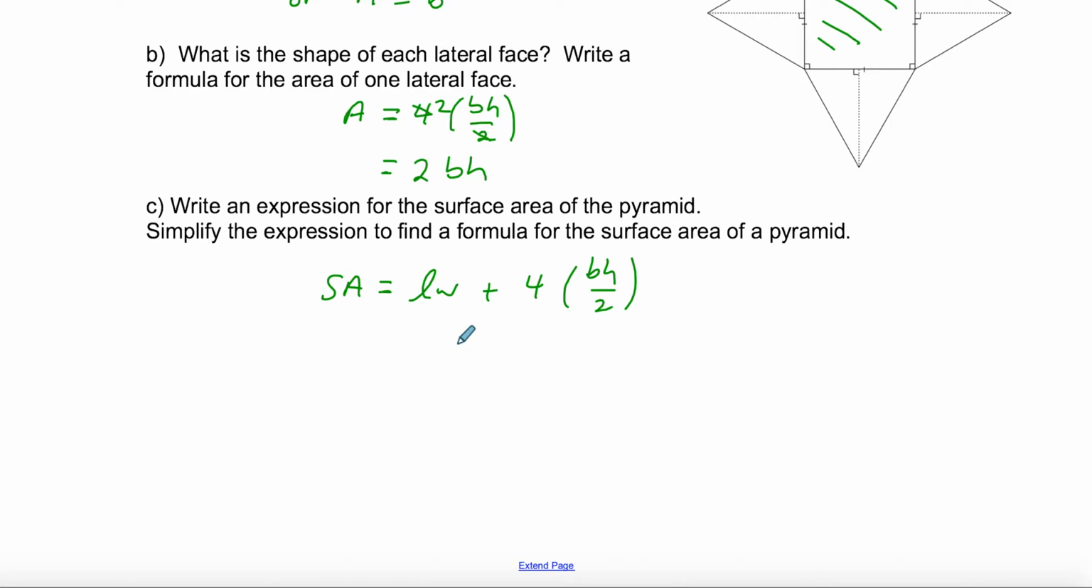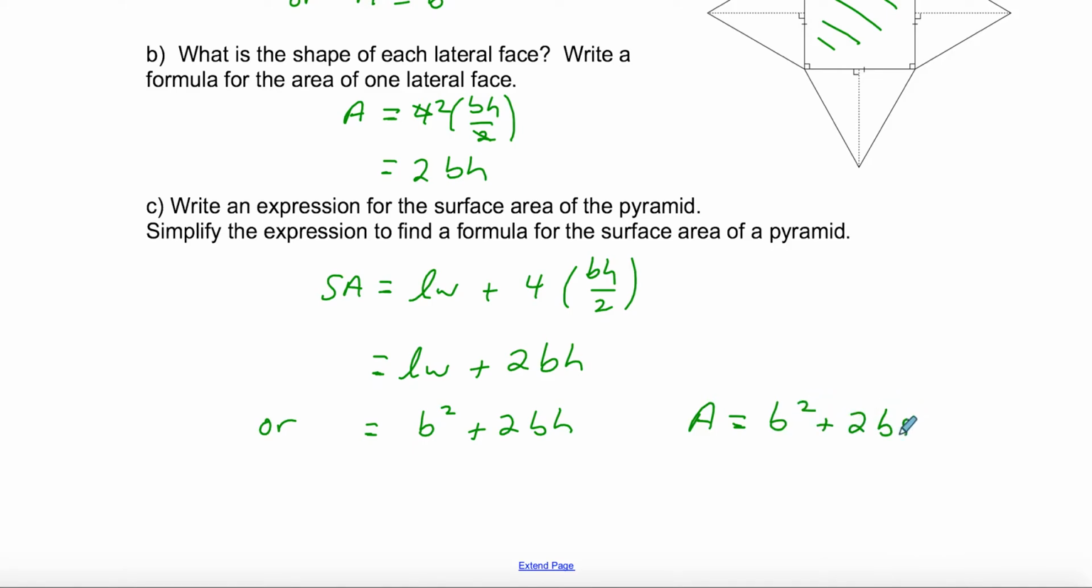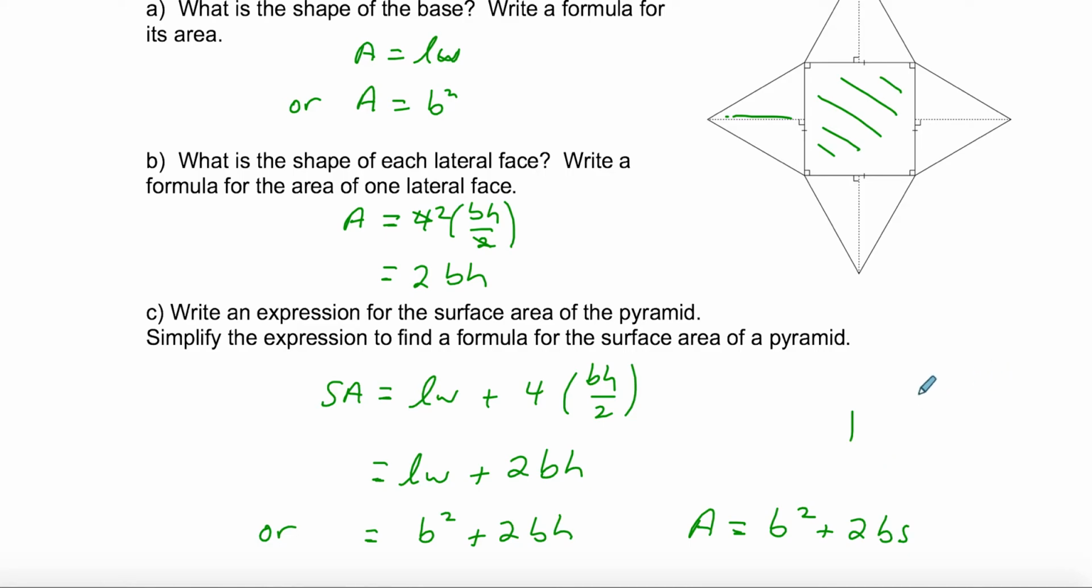That one makes sense. If we simplify, like we did up above, we could write it as length times width plus 2 base times height, if you like that. Or if we are working with a square specifically, we could write this as base squared plus 2bh. When you look on your formula sheet, this is what they have for a square-based pyramid, base squared plus 2bs. This s would represent this here. So instead of using height, they're using a letter s instead.